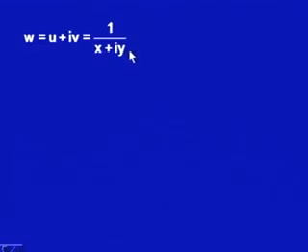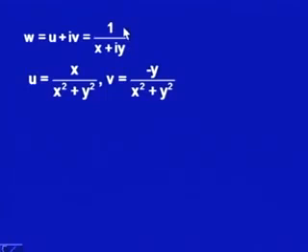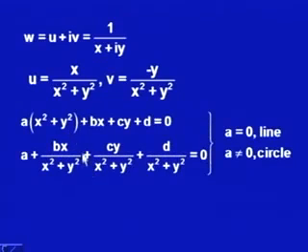Let me rewrite this. W is equal to u plus iv as 1 upon x plus iy, and we can simplify it. So, u is equal to x over x square plus y square and v is equal to minus y over x square plus y square. This can be obtained by getting rid of this iy in the denominator. So, we will have u is equal to this expression and v is equal to this.